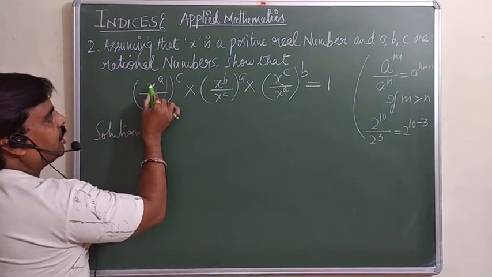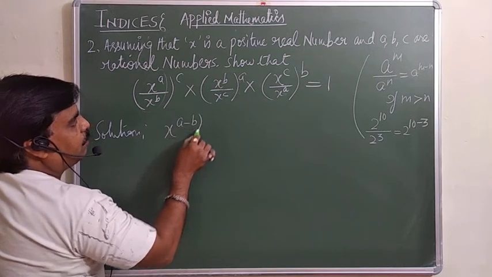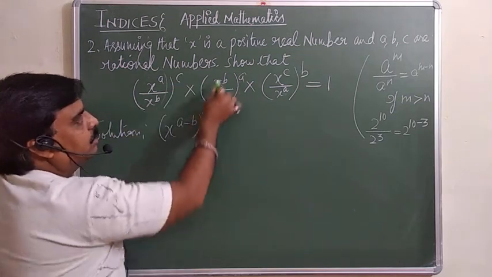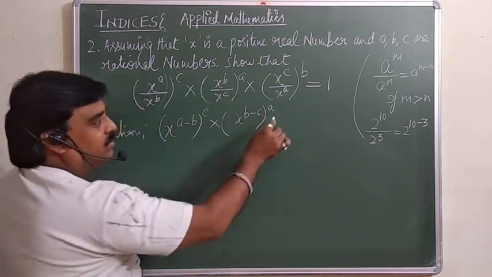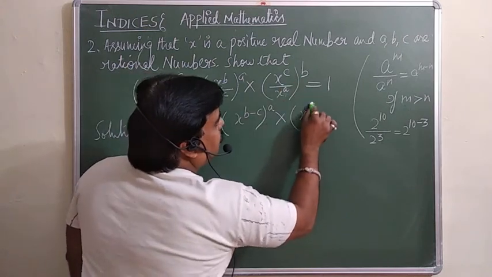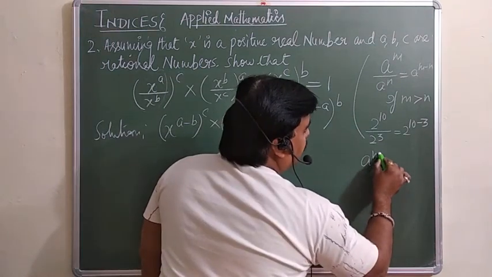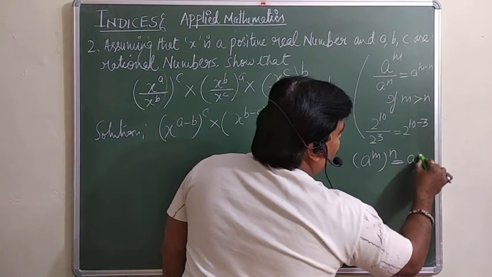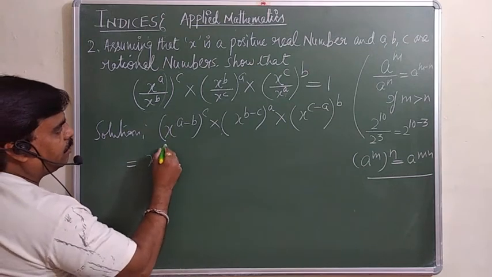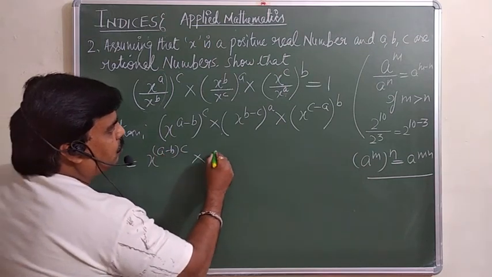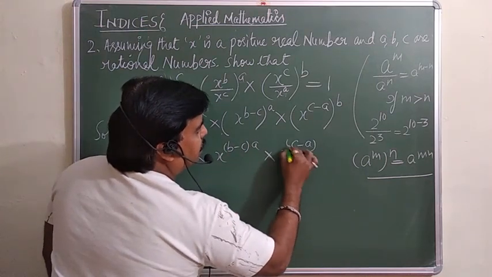So here you can say x raised to power a over x raised to power b can be written as x raised to power a minus b, and this is whole power c, into here similarly x raised to power b minus c whole power a, into similarly here x raised to power c minus a whole power b. Now what we can apply here? We can apply this: a raised to power m whole raised to power n is equal to a raised to power m into n. That we can apply here again. So we will write x raised to power a minus b is multiplied by c, into x raised to power b minus c is multiplied by a, c minus a is multiplied by b.